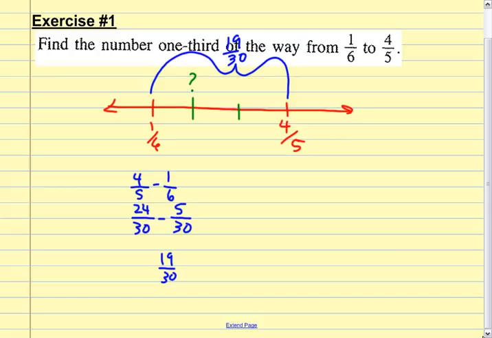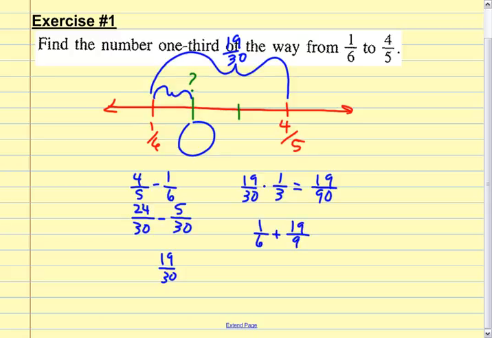1/3 of the distance is 19/30ths times 1/3. Okay, well that's just going to give me 19/90ths. Okay? So that's the distance from here to here. But what's this number? Well, I just add 19/90ths to 1/6. Okay? Let's see. 1/6 plus 19/90ths.